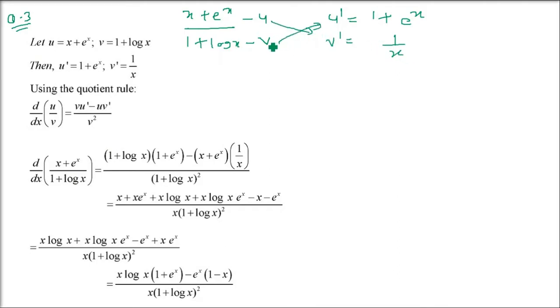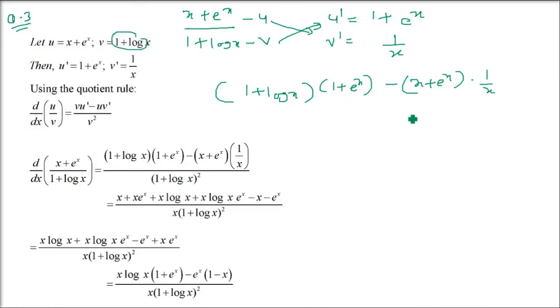So v into u dash minus u into v dash. First you have to do v into u dash, so 1 plus log x multiplied by 1 plus e to the power x, and minus x plus e raise x into 1 by x. The denominator will be v square, that is 1 plus log x whole square. I am not writing it. Let us do the numerator. Numerator you can take the LCM, you have an x here, or you can take 1 by x common. One and the same thing.